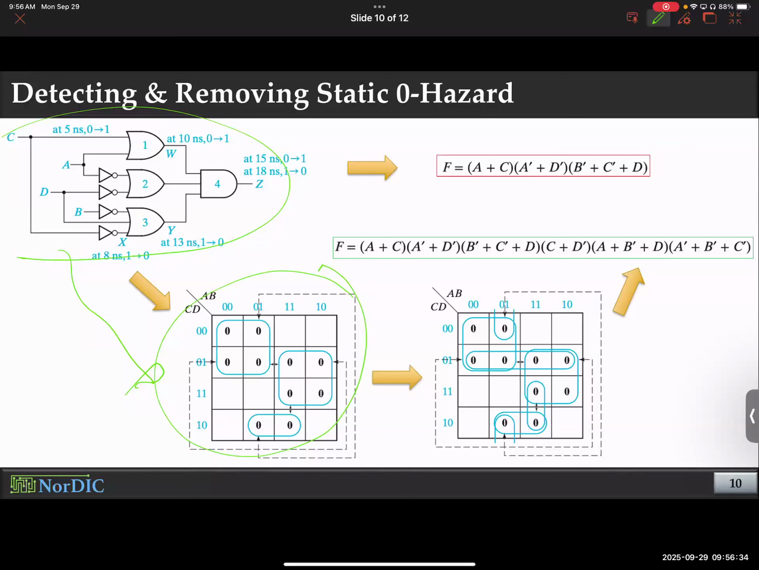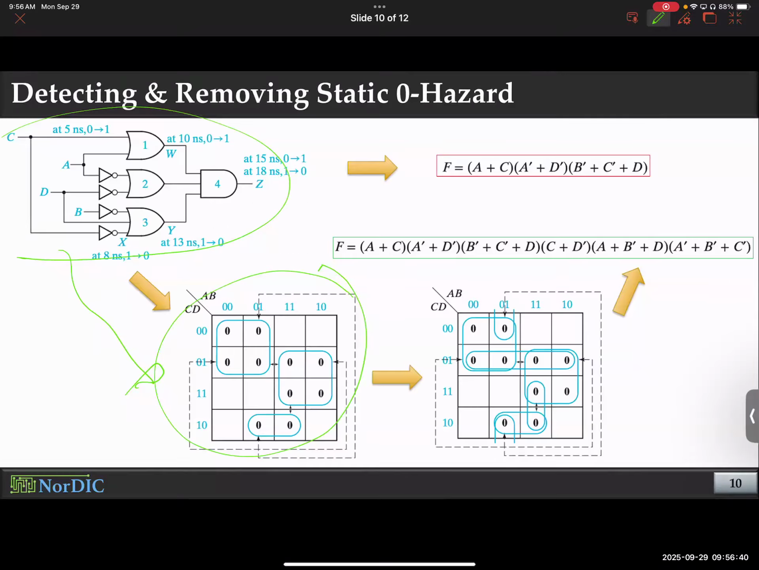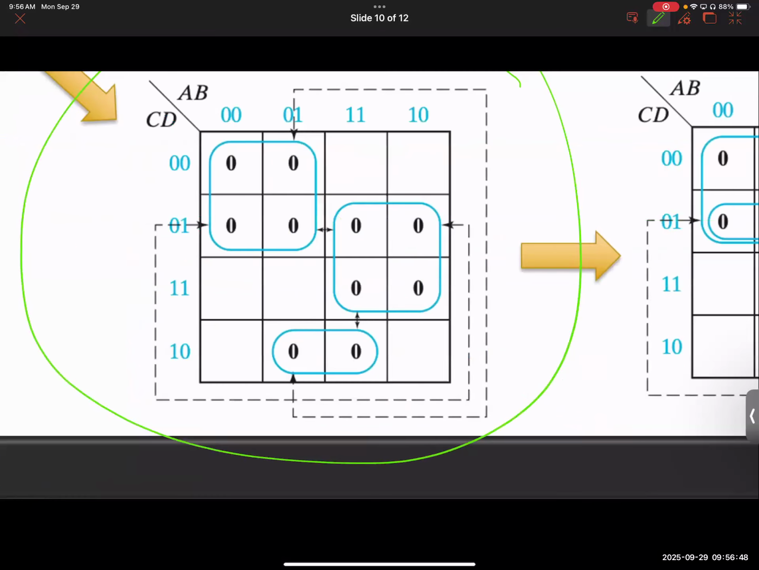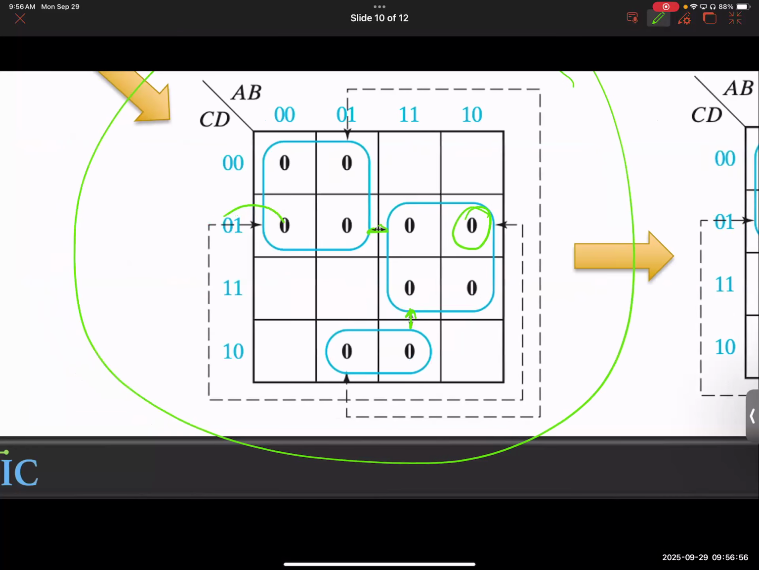A logic 1 hazard occurs when you have neighboring ones not under the same umbrella. Similarly, a static zero hazard occurs when you look at the zeros of the K-map. Can you see this properly? When you have neighboring zeros, this is a neighboring zero, this is also a neighboring zero. And by the way, don't forget, these zeros are also neighbors.